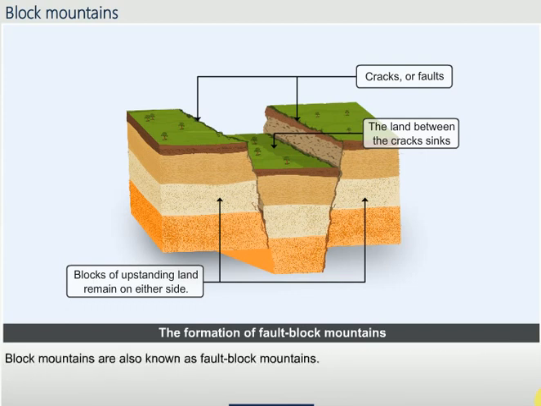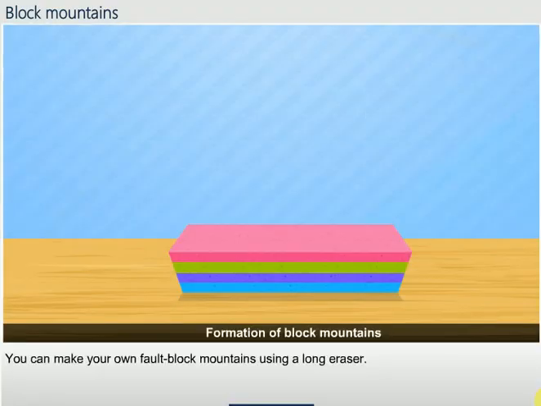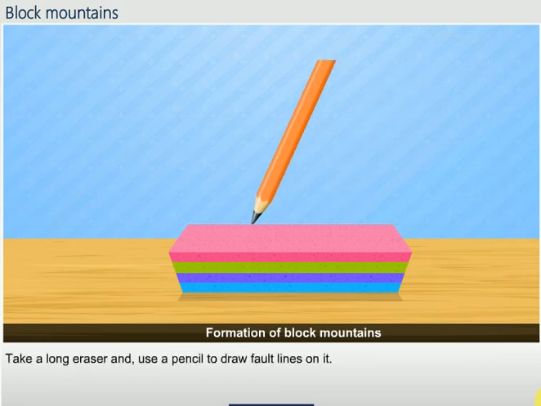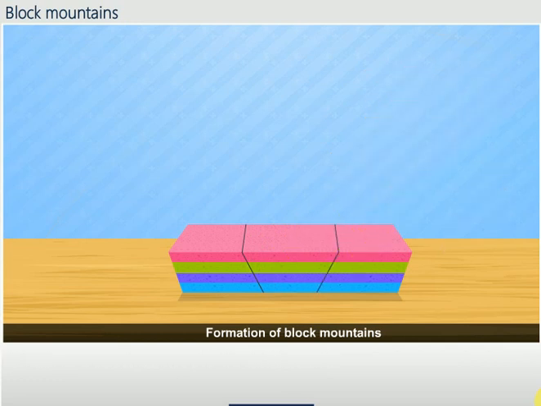You can make your own fault block mountains using a long eraser. Take a long eraser and use a pencil to draw fault lines on it. Use a cutter or blade to cut the eraser across the lines drawn earlier.